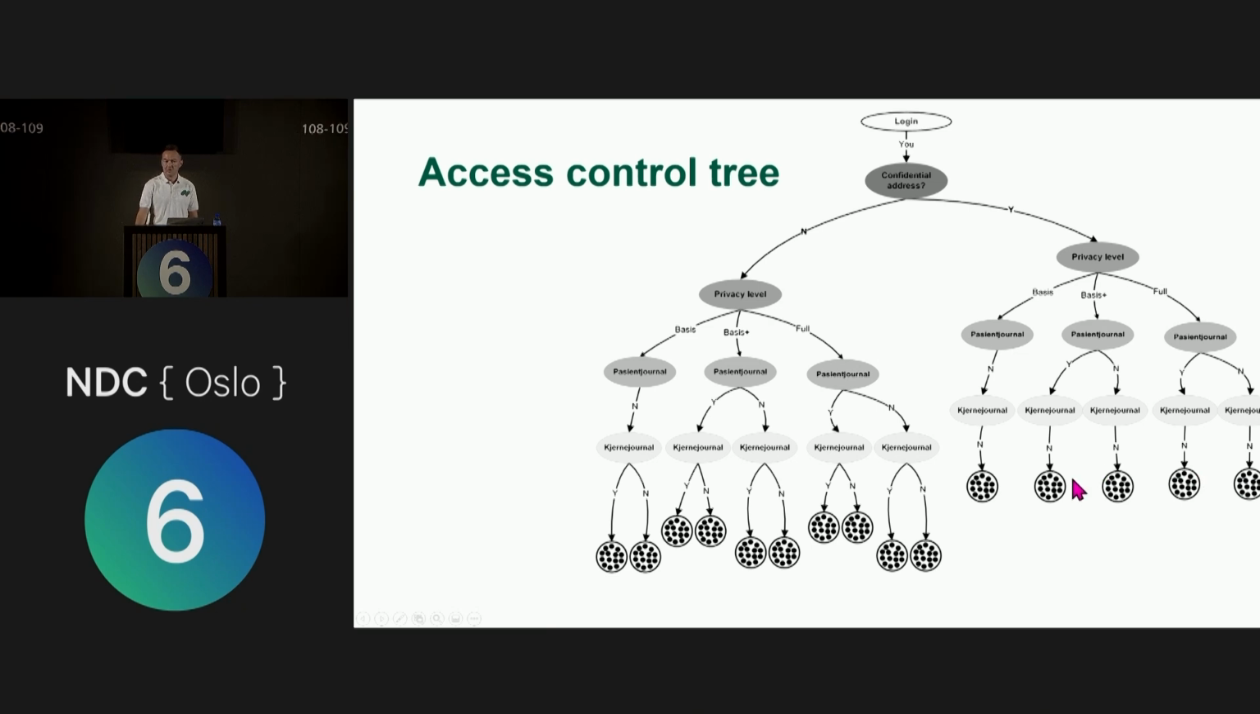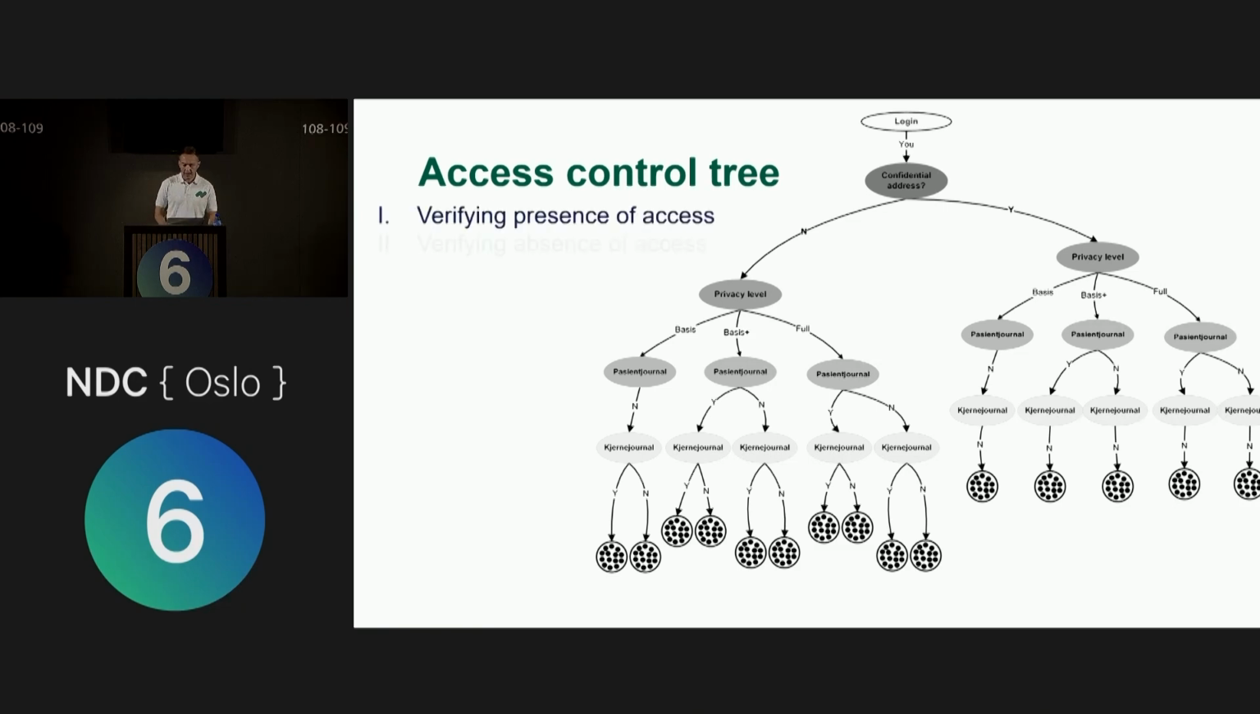So now we have four attributes: address type, consent level, patient journal, and Sharn journal. With these four attributes, we end up with 15 scopes. The user will end up in one of these 15 scopes, or 15 leaves. Okay. So again, the purpose of drawing is to extract tests.